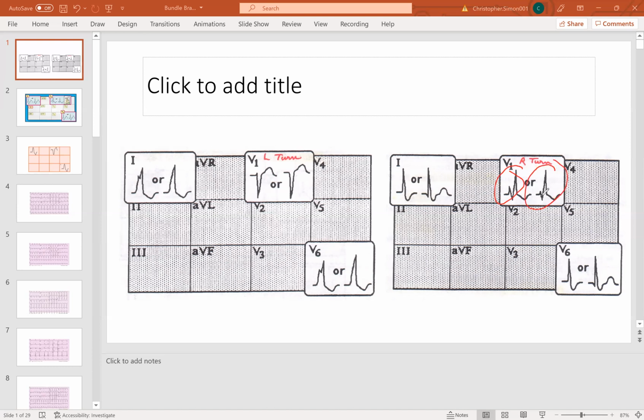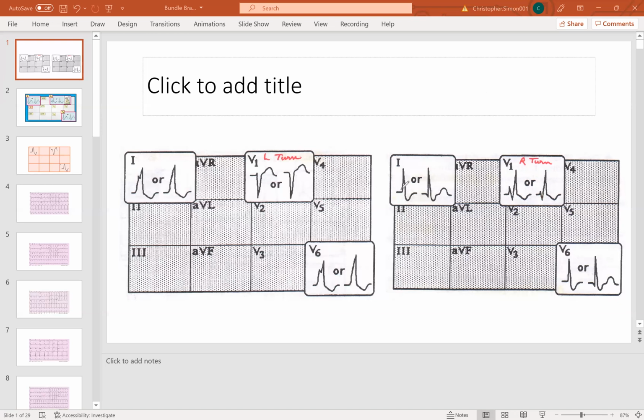So wide QRS in V1, positive deflection, okay? Remember when you're counting your QRS, guys, it doesn't go from here to here. It goes from here to here, okay? It starts at that Q, the very beginning of the Q over here, all right? So remember to do that when you're counting the width of these things.